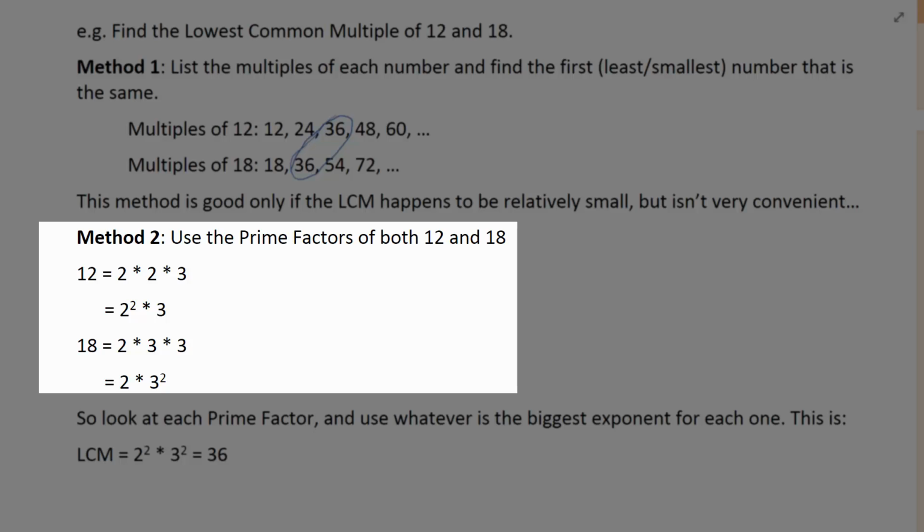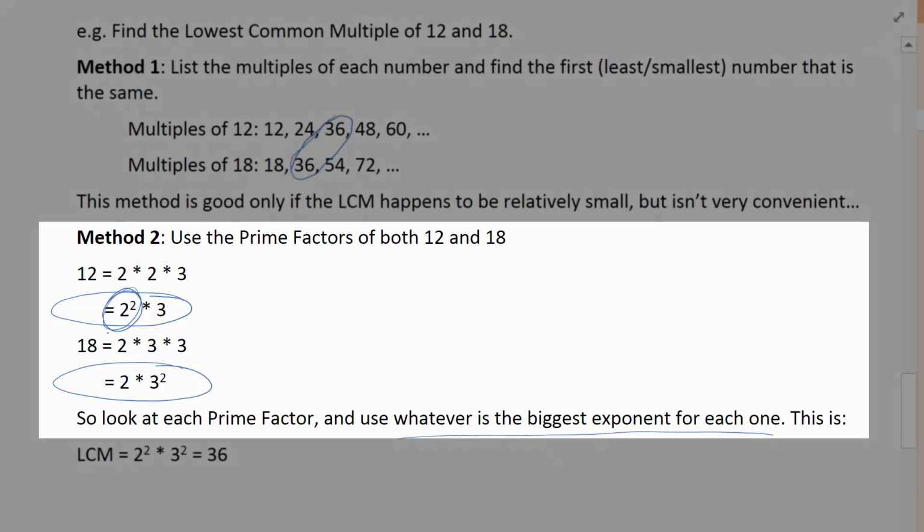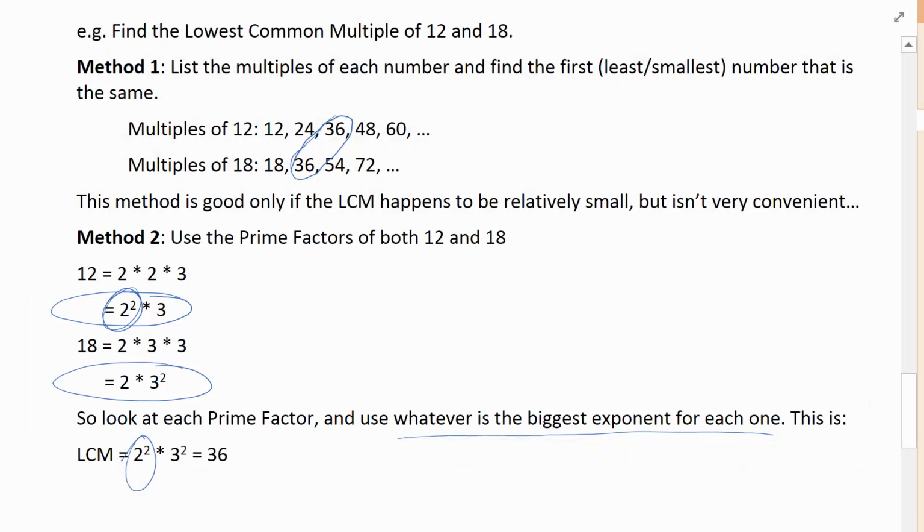So to get the LCM, we look at each of the prime factors here. We look at the prime factors for 12, we look at the prime factors of 18, and we use whatever is the biggest exponent for each one of those prime factors. So they both have a 2, but the biggest exponent is with 12, where it has 2 squared. So we're going to use 2 squared. And they both have a 3, but the biggest exponent on the 3's is with the 18, so we're going to use the 3 squared, and that gives us 36.